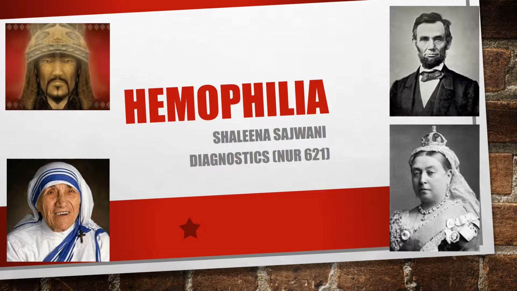I wanted to go ahead and start with a few famous people in history who have been rumored to have had hemophilia. Top left, I have a picture here of Genghis Khan, who was a famous conqueror and emperor. Bottom left, Mother Teresa. She was also rumored to have had hemophilia. Top right, Abraham Lincoln was also rumored to have had hemophilia. And bottom right, we have Queen Victoria. And it was said that she passed it on through generations and generations, and it was oftentimes called the royal disease because of that.